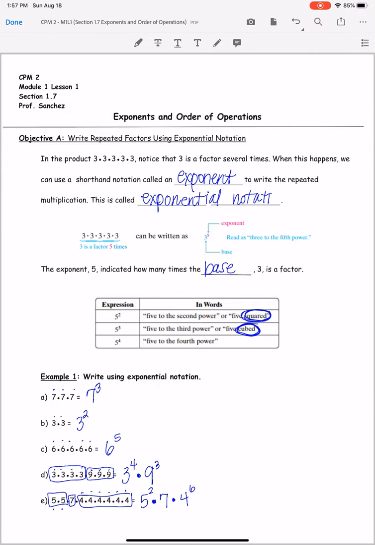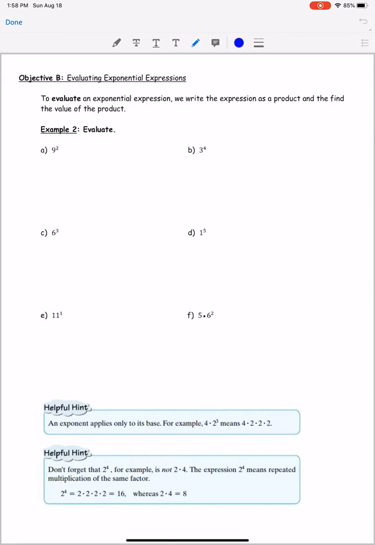Now on this next page, we're going to kind of do this in opposite order. In this next page, we're going to start right here and have to rewrite it with all those repeating bases so that we can come up with a number. So B, we're going to evaluate an exponential expression. We write the expression as a product and find the value of the product.